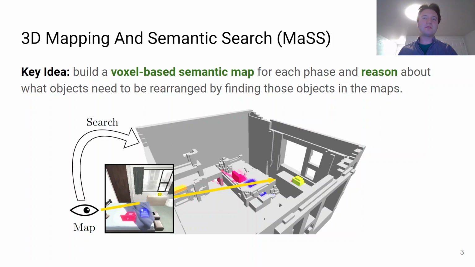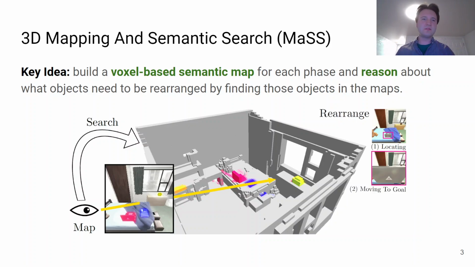Then we learn a search-based policy to efficiently find objects and populate the maps. And finally, we rearrange the scene by locating objects, moving them to the goal, and placing them at the goal until the agent predicts that all objects have been rearranged.